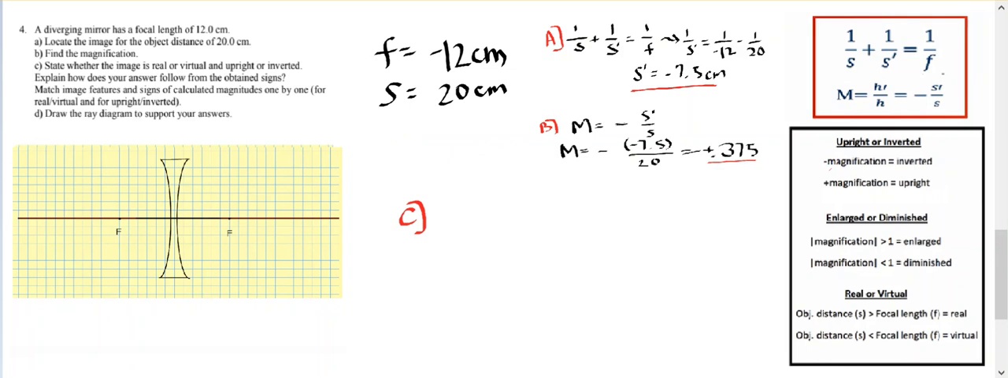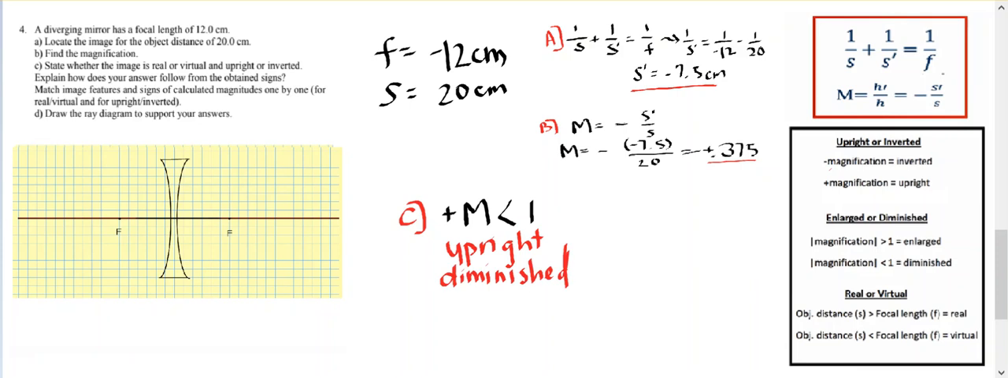So we know that the magnification is positive and that it is also less than 1. Therefore, we know that the image is upright and diminished.